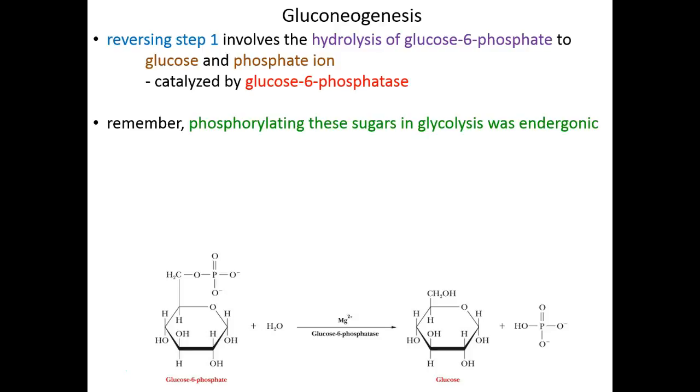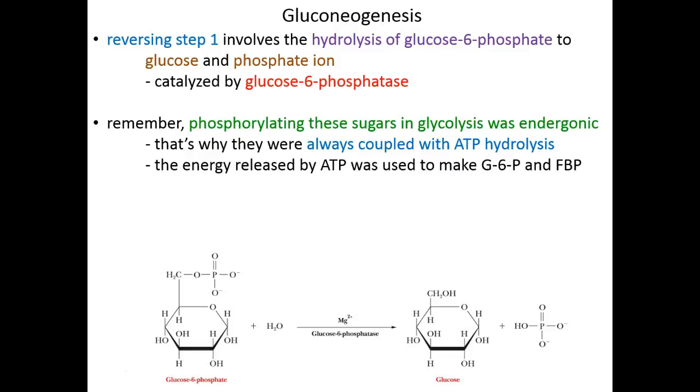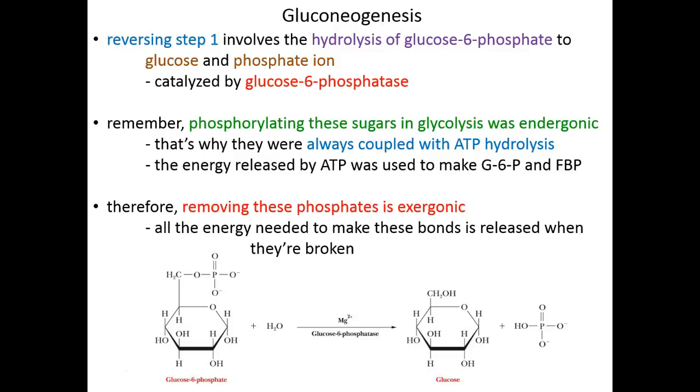Remember, when we phosphorylated these sugars, we needed to use ATP because these reactions were endergonic. We needed to couple them to ATP hydrolysis. And here, going in reverse is energy releasing. So as we reverse step 3 and step 1, the energy we put into these molecules is released. All of that energy that was needed to make those bonds in step 1 and 3 is released when we break those bonds.